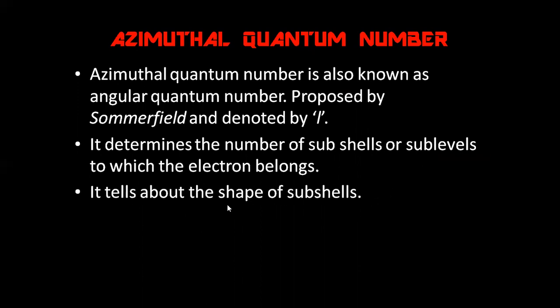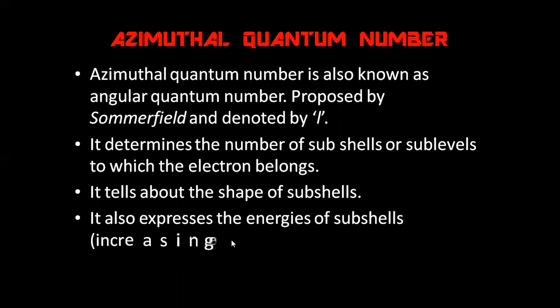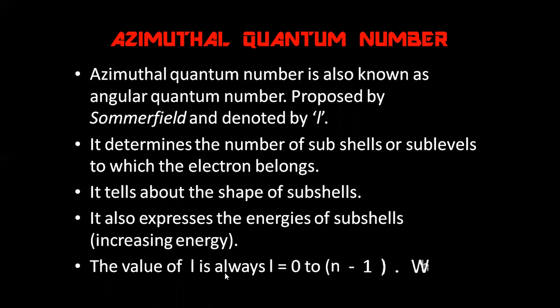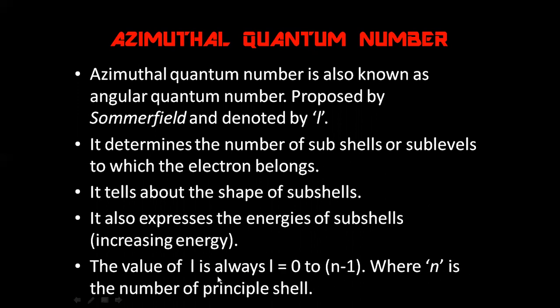It tells us about the shape of the subshells. We'll be coming into that as we finish this quantum number. We'll see the different shapes of the subshells. That is also given by the azimuthal quantum number. It also expresses the energy of the subshell, meaning which subshell is lower energy and which is higher energy. Now, the value of l, that is the relationship between l and n.